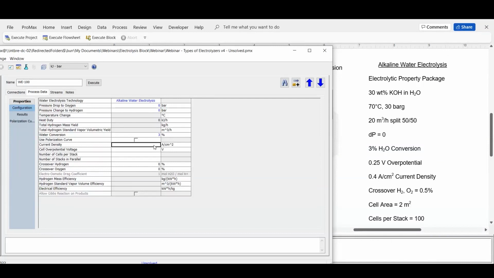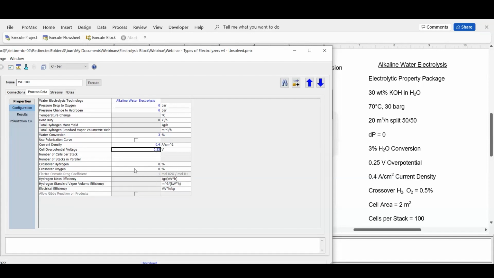So now we have this field for the overpotential voltage and the current density. We ask that you define those, and here we say that they're 0.4 amps per centimeter squared for the current density, and we have 0.25 volts for the overpotential voltage. And if you know the total voltage of the cell, just subtract the thermoneutral voltage from the total voltage, and that will give you the cell overpotential voltage.